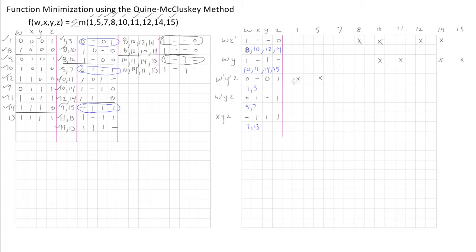Okay, so we did the 1 and 5. Now we're going to do 5 and 7 for this one here. 5 and 7. And then 7 and 15. 7 and then all the way down to 15.